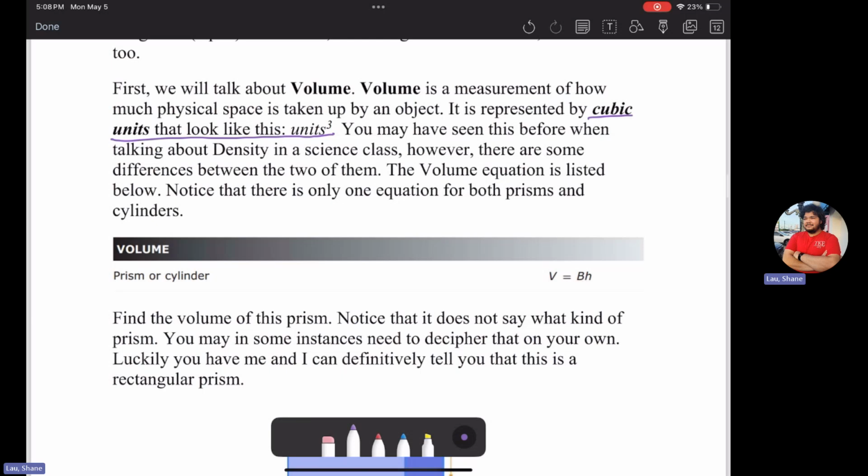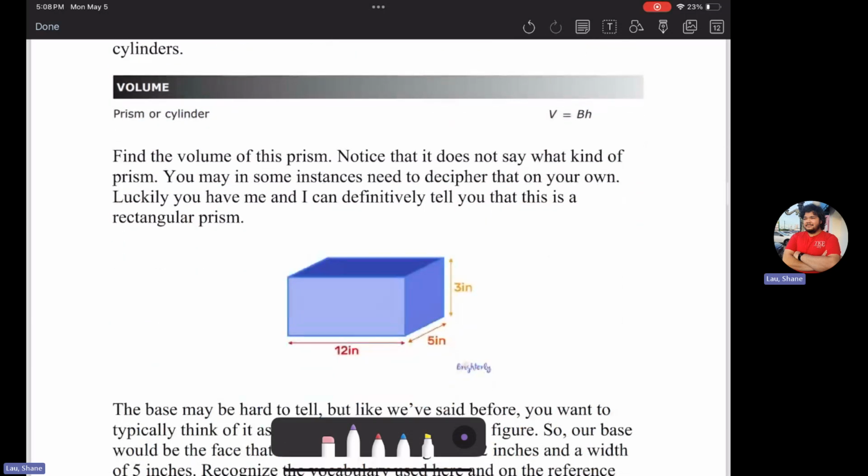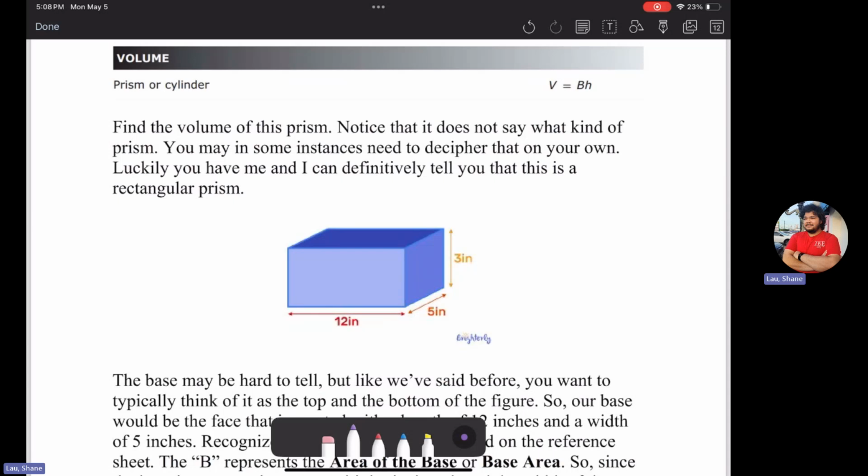If you have seen density, it's a similar concept, but not quite the exact same. So for right now, you can kind of think of density. Our volume equation is just capital V equals capital B times H. Very, very simple. Because it's so simple, you may think, why is this even a hard topic? Well, there are a couple things that make this kind of weird.